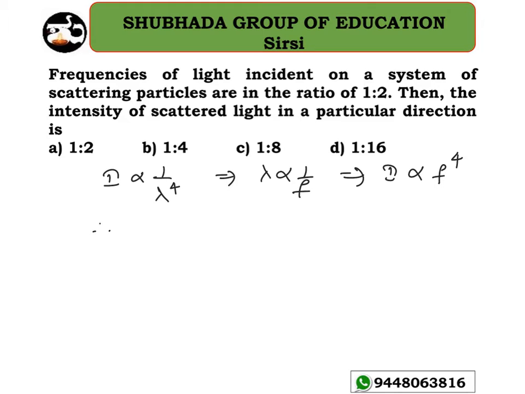So therefore I can take I1 is to I2 must be equal to (1 by 2) to the power of 4. That is equal to how much? 1 divided by 16. 1 is to 16 is the right answer for this question.